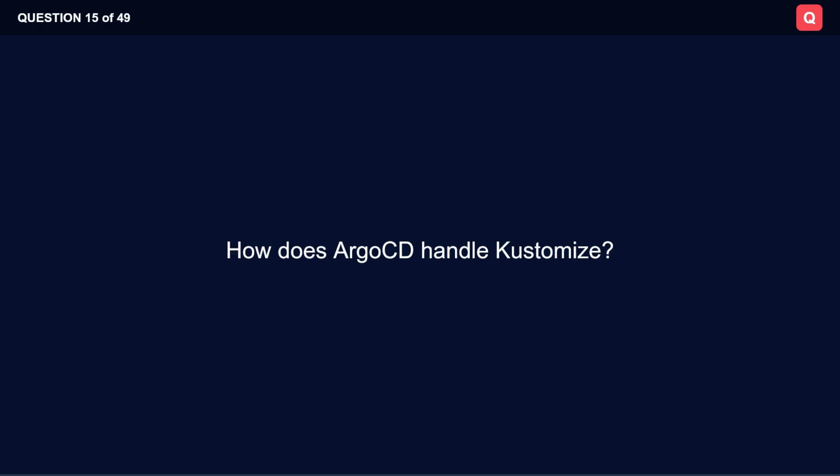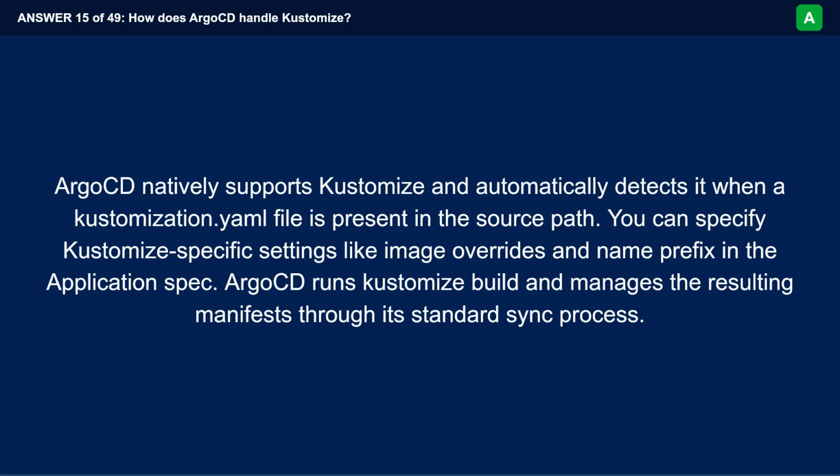How does ArgoCD handle Kustomize? ArgoCD natively supports Kustomize and automatically detects it when a kustomization YAML file is present in the source path. You can specify Kustomize-specific settings like image overrides and name prefix in the application spec. ArgoCD runs kustomize build and manages the resulting manifests through its standard sync process.